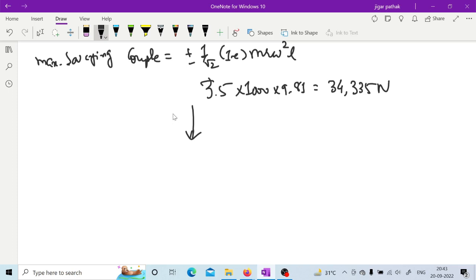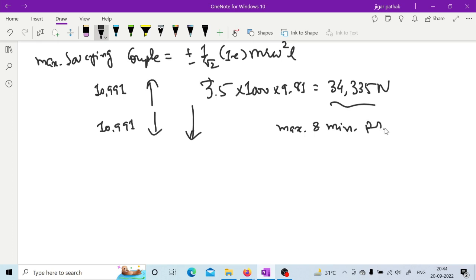Whatever hammer blow component you have calculated, 10,991 Newton, may act upward as well as downward. When it is downward, it will be added to the dead load, and when it is upward, it will be subtracted from it. This will give you the maximum and minimum pressure. So this is how you can calculate maximum and minimum pressure.